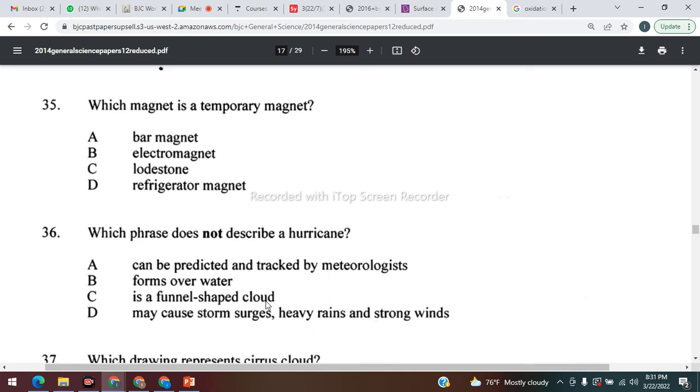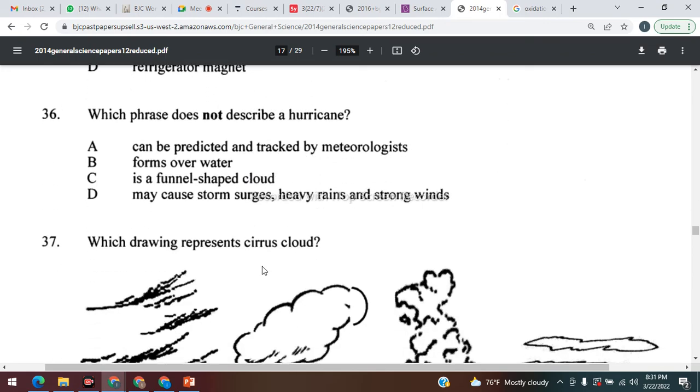Number 36 is C. Yes, it's C. But Basil getting too old, man. Funnel-shaped. Switch him out. Say. See, I mean, well, let me not get into that.